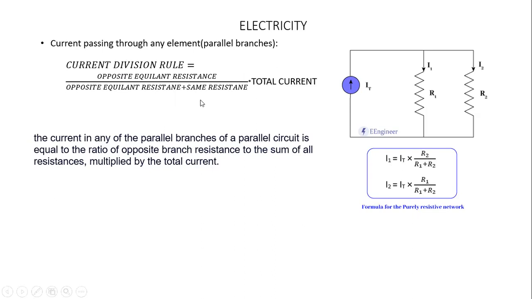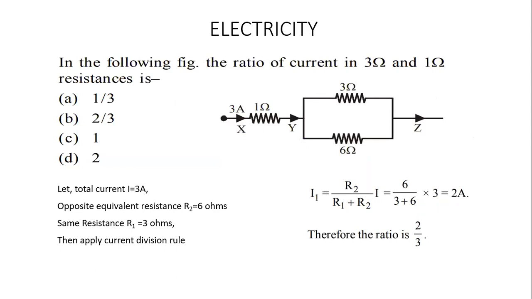Now we'll go for one example of this. Suppose you want to find out, in the following figure, the ratio of current in the 3 ohm and 1 ohm resistance. So we will find out the current passing through the 3 ohm resistor as well as the 1 ohm resistance. Here the current passing through the 1 ohm resistance is given, that is 3 amperes. So the total current passing through this overall parallel branch, I total, is equal to 3 amperes.